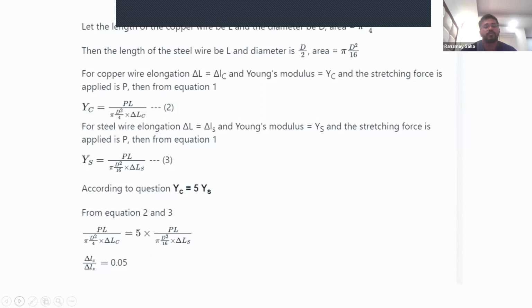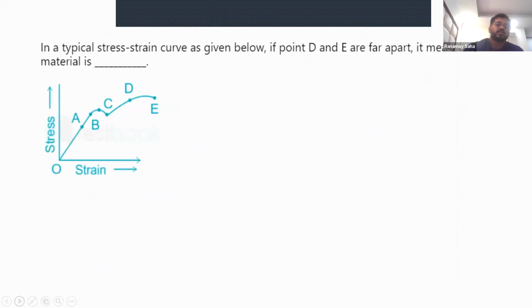If it is so, we'll move to our next question. The question says, in a typical stress strain curve as given below, points D and E are far apart. If that happens, what does that indicate about the particular material? We have already discussed what D is. D is your necking point and E is your failure point, right?